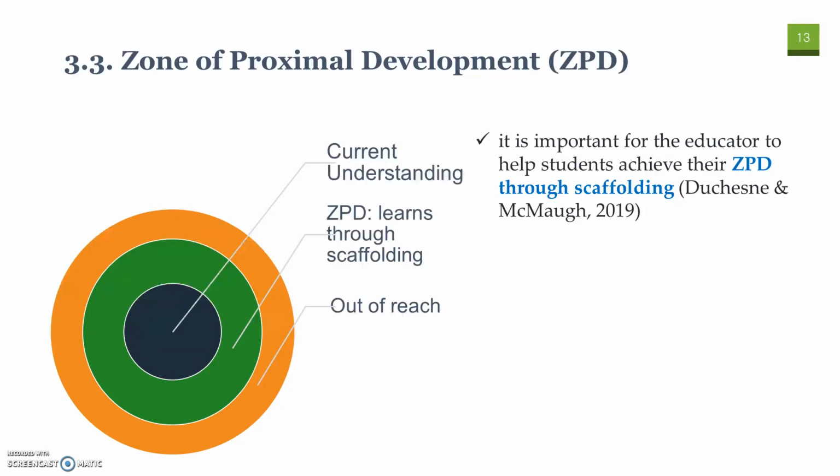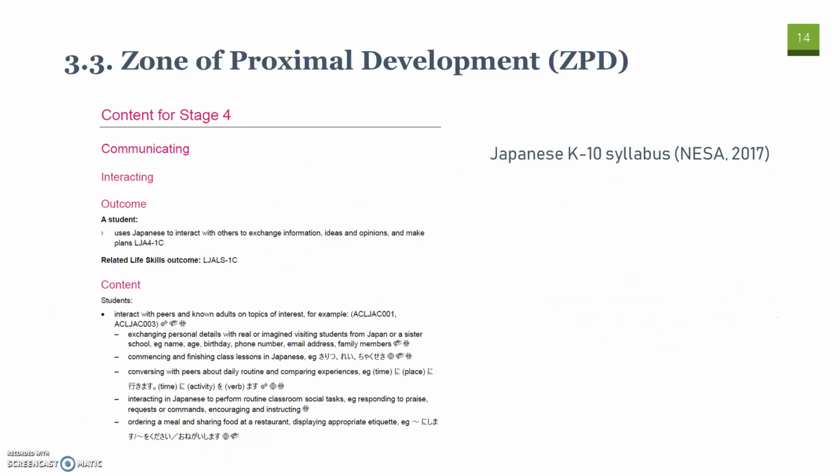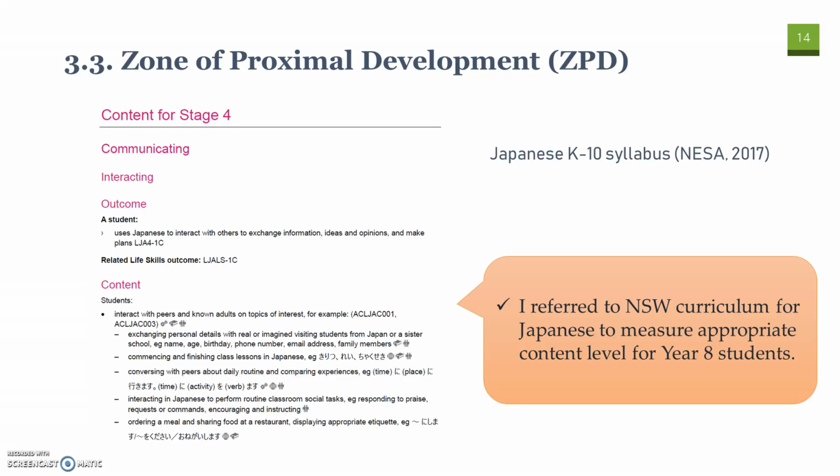Vygotsky argued that it is important for the educator to help students achieve their ZPD through scaffolding. Likewise, language acquisition theorists such as Krashen highlighted the importance of giving students comprehensible, yet a little challenging input for meaningful learning. Applying these principles, I selected the target structures and learning objectives to be a little more difficult than the students' supposed previous knowledge. For this, I referred to the NSW syllabus for Japanese to measure students' levels and plan the 3 lessons in the way that students review and recycle the previously learned expressions while adding new structures to them.